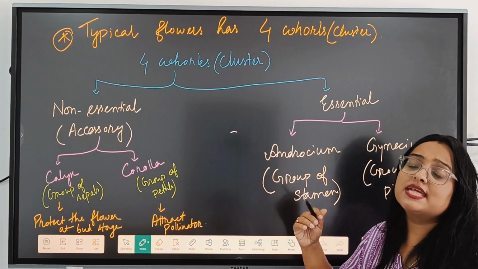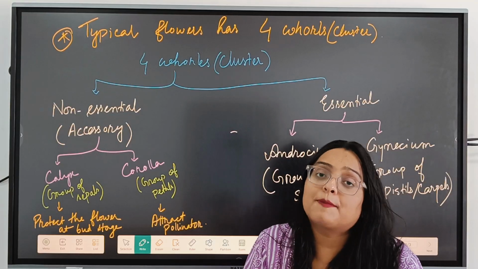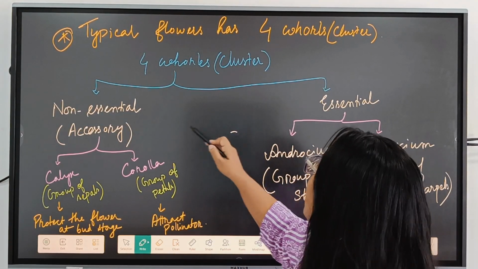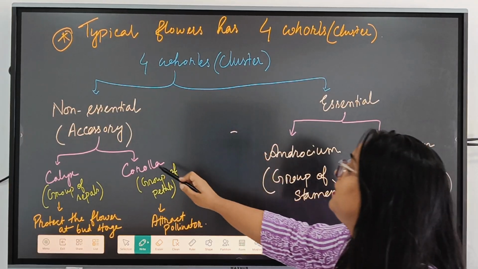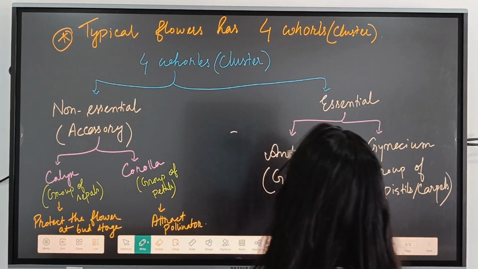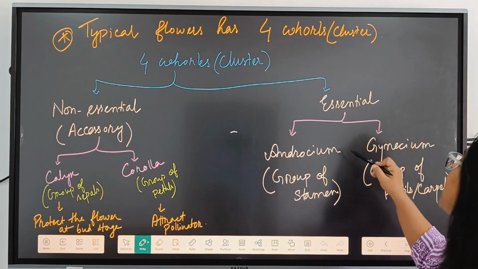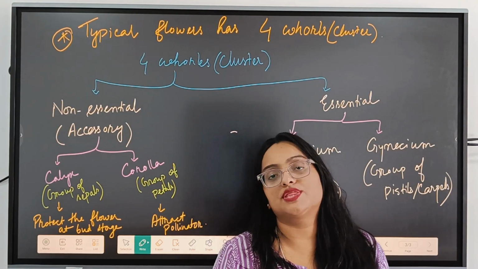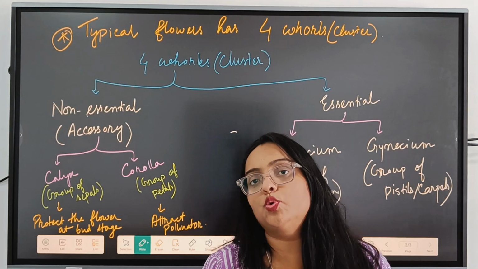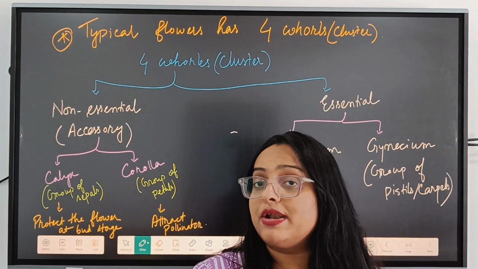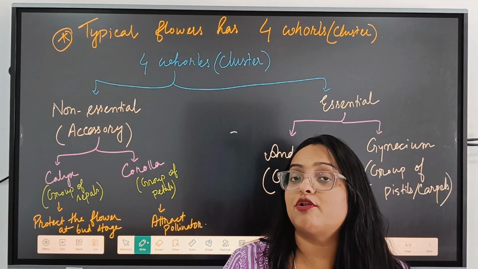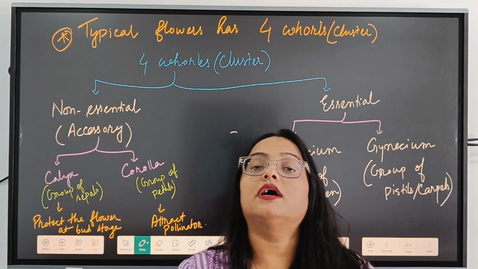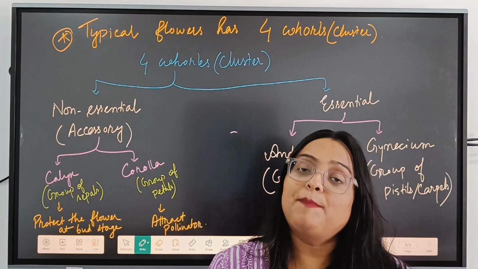Now, non-essential means accessory, which helps us extra. So, under the non-essential, there are calyx and corolla, and under the essential, there are androecium and gynoecium. Now, what is androecium and what is gynoecium? Androecium is nothing but the group of stamens. Stamen is the male reproductive part of a flower. So, androecium is a group of stamens and the gynoecium is a group of pistils.